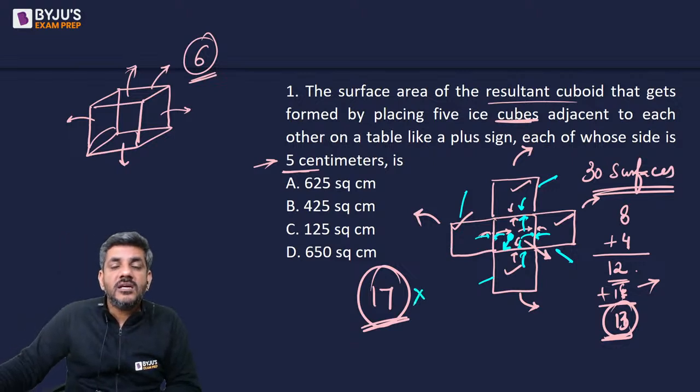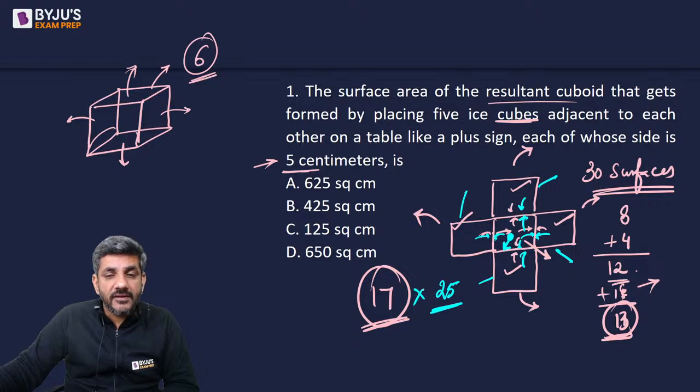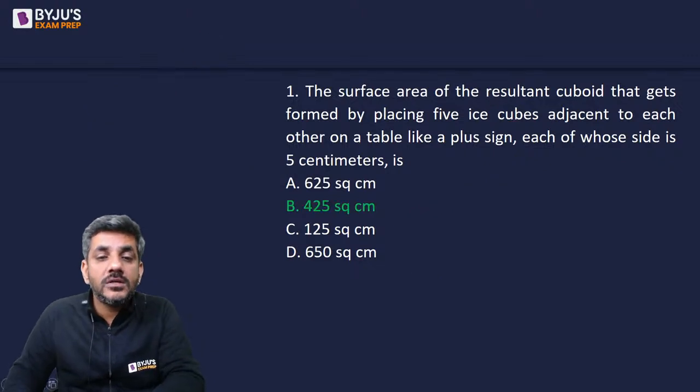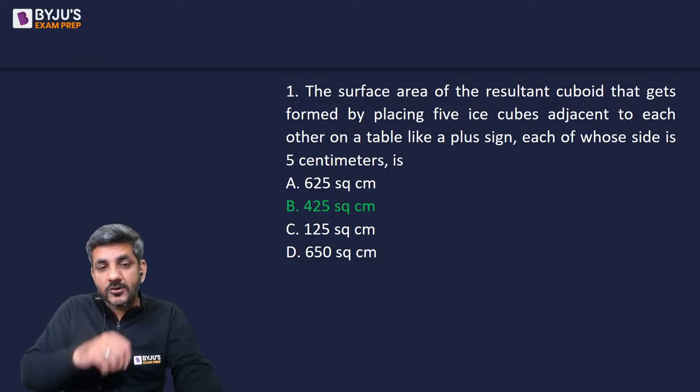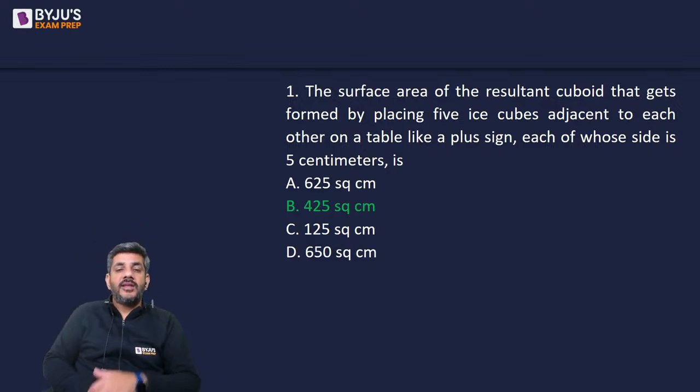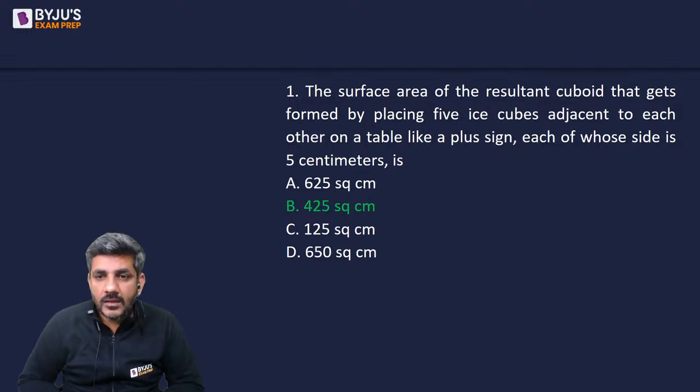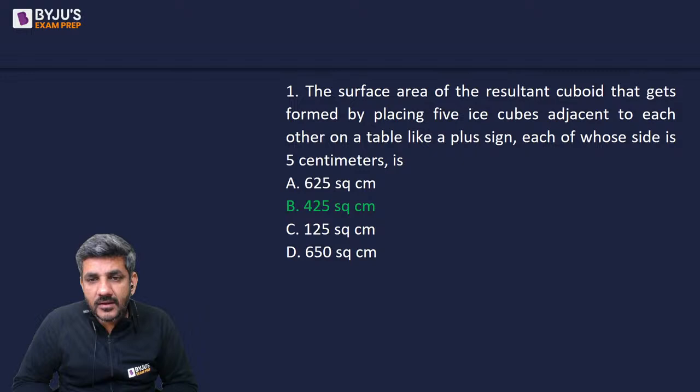If 17 surfaces are visible, then how much will the total be? 17 into 25, and 17 into 25 is 425. This is the total surface area which is visible to us. So option B, 425, is the right answer for this question. I hope it is understood, right?